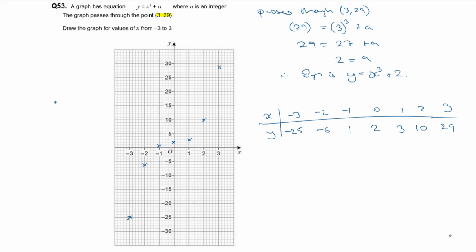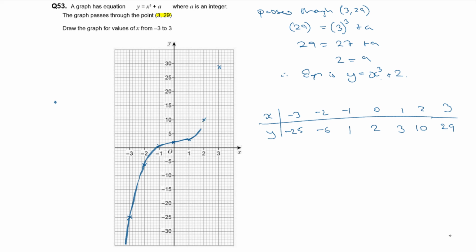Okay, so we've got this typical cubic curve, which you can then join up with a nice smooth curve. It's quite hard to do on this thing.